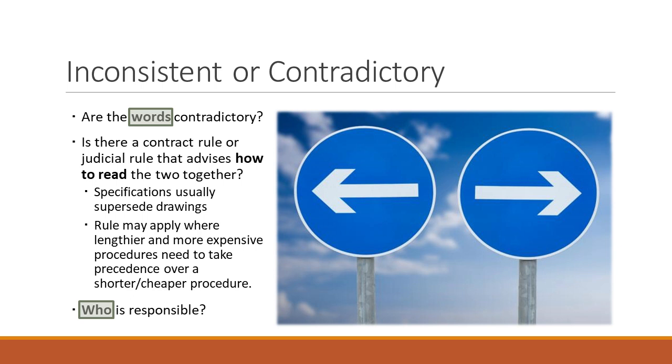Well, let's say that the drawings show the weep holes are every 12 inches, and the specifications say the weep holes are every 18 inches. You may have a provision in the contract that says specifications supersede the drawings, and therefore the mason puts them out at every 18 inches, because specs are more important than drawings.